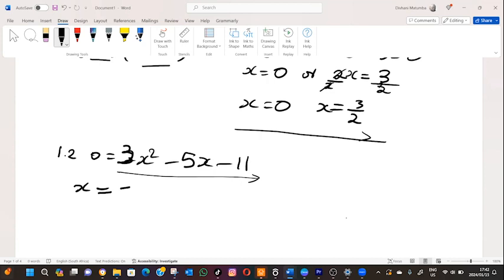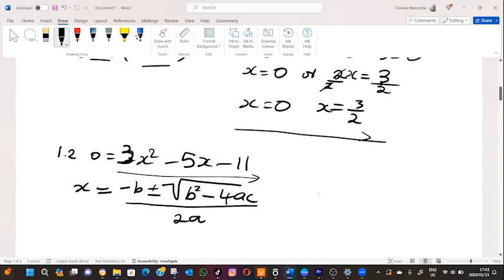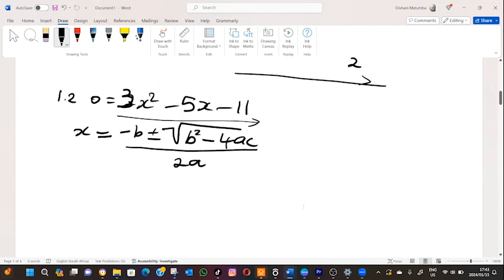So the roots of any quadratic equation is given by minus b plus or minus the square root of b squared minus 4ac, all over 2a. Now, to determine the value of a, b, and c, our a in this equation is 3. This is our a, this is our b, and this is our c.